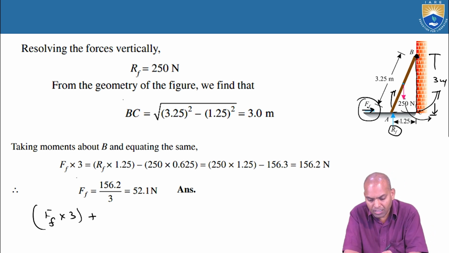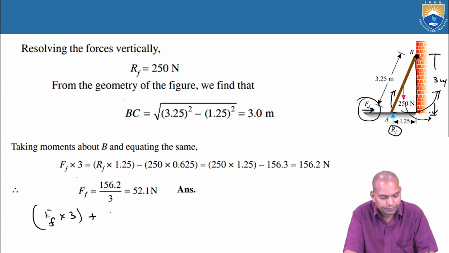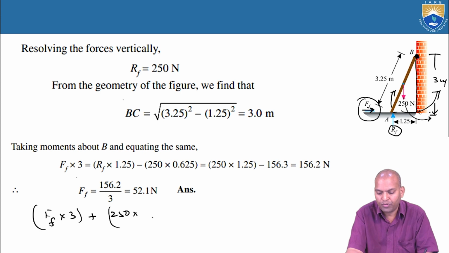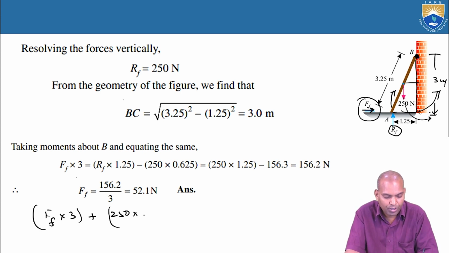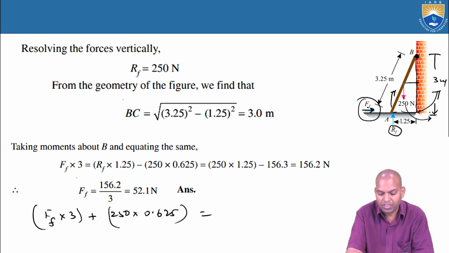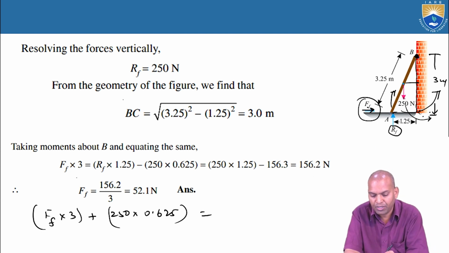Plus this 250 newtons into this distance we want. What is the distance? 1.25 by 2 is considered, that is 0.625. That equals the clockwise moments. What is the clockwise? This clockwise RF into 1.25.